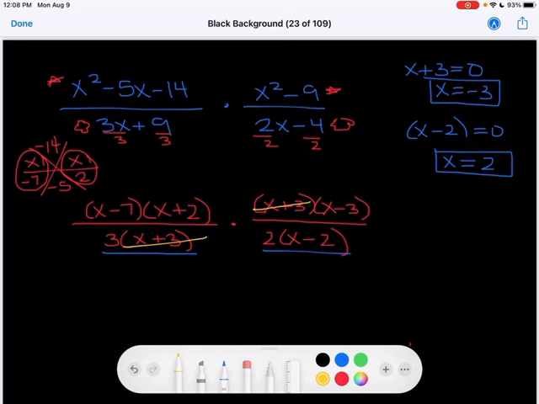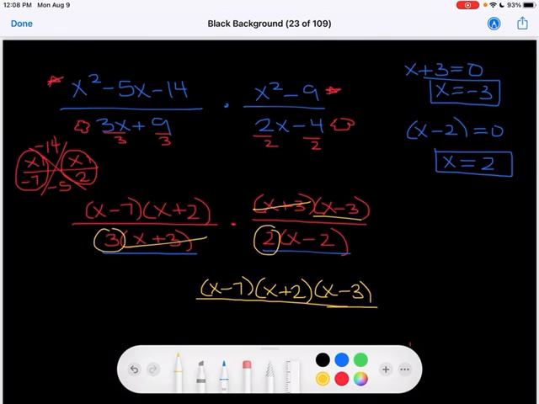I see an x plus 2 and an x minus 2, but those are not exactly the same, so I can't cancel them. So I just need to rewrite everything as one fraction. So I've got x minus 7 and x plus 2, and I have an x minus 3 left over here. Now it's just all one fraction. In the denominator, I have 3 times 2, which is 6. And I also have an x minus 2. And so this is your final answer.